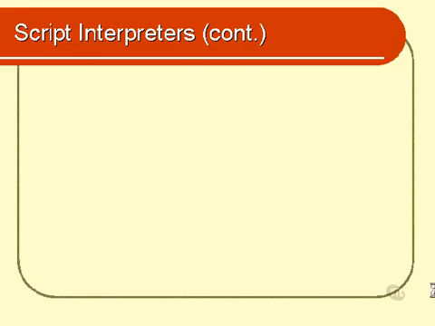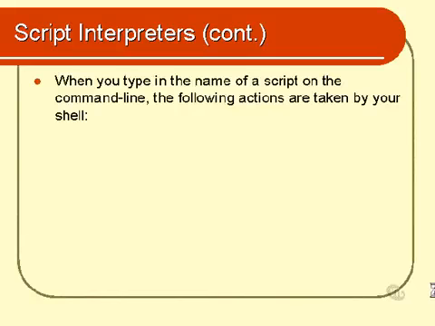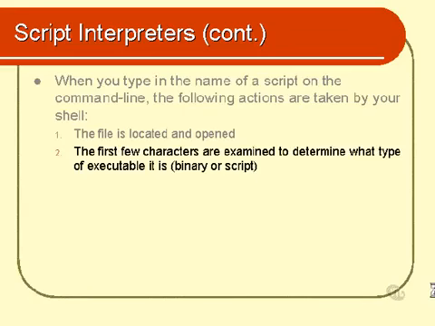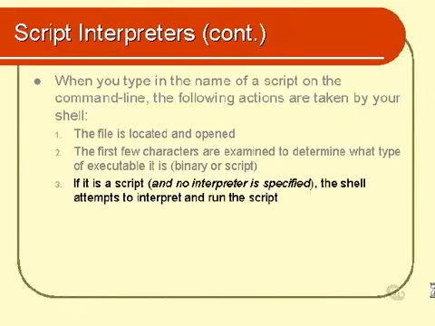So let's look under the bonnet and find out exactly what happens when you instruct your Bourne shell to run a script. What happens is, firstly, the file, the name of the script file itself, is located and opened. And the first few characters of that file are examined to determine what type of executable it is, whether it's a binary file or whether it's a script. Now, if it is a script, and no interpreter is specified in the script itself, and we'll look in a moment exactly what that means, then the shell, the Bourne shell that you're running, attempts to interpret and run that script.